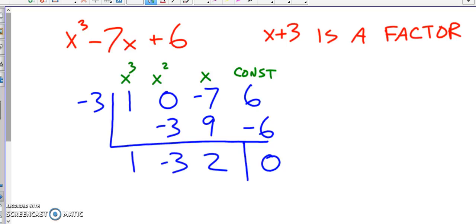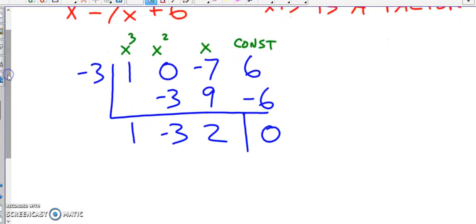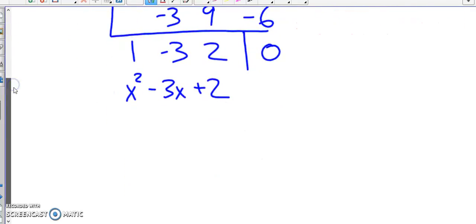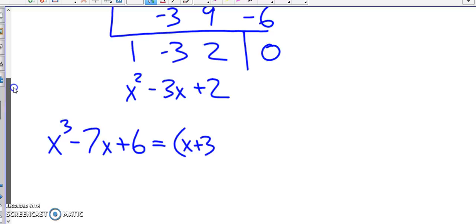x cubed minus 7x plus 6, which makes sense because if it's a factor, it's going to evenly divide into it. So now let's understand what this means. So this means x squared minus 3x plus 2. So notice what I've done is I've essentially taken the original, which is x cubed minus 7x plus 6, and I've said this is x plus 3 times x squared minus 3x plus 2.